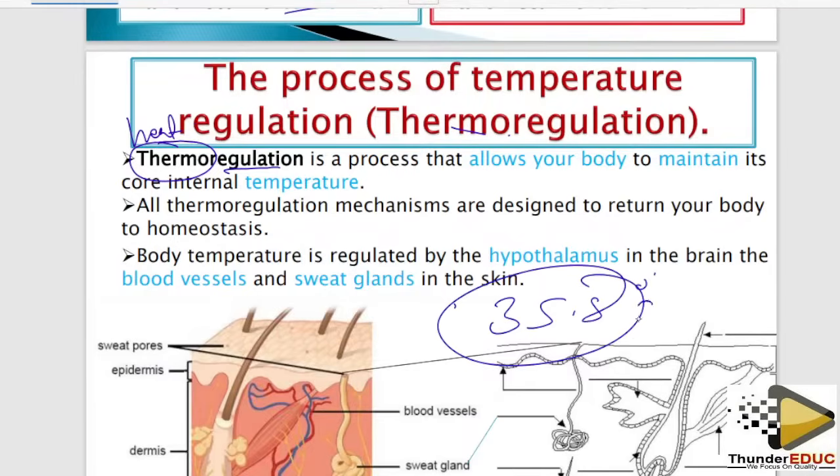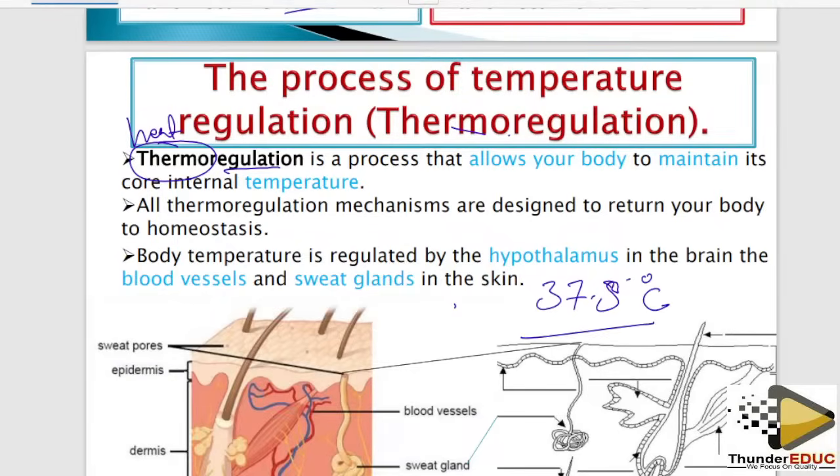37.5 degrees Celsius. Above that is a problem, below it is a problem. I was talking about the temperature at which sperms are being produced, but anyway, it's 37.5 degrees Celsius.